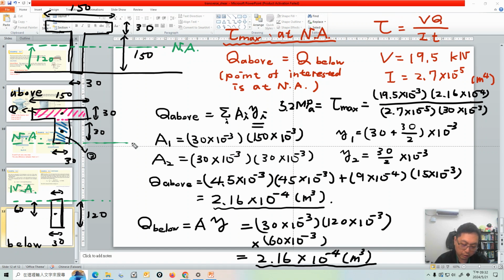The first moment of area Q depends on the position of interest. Remember, Q is a function of y. If your y is at a different position, the Q is different. So the calculation of Q is sometimes very annoying.